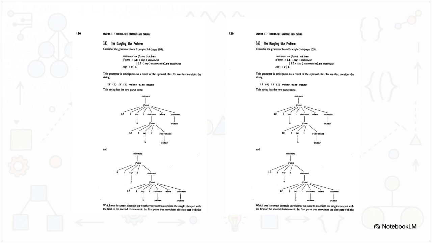Take a look at the tree on the left. You can see the else is attached to the inner if. Now look at the tree on the right. Here, it's attached to the outer if. Both of these are technically correct according to the rules, but they would make the program do completely different things. This, right here, is ambiguity.